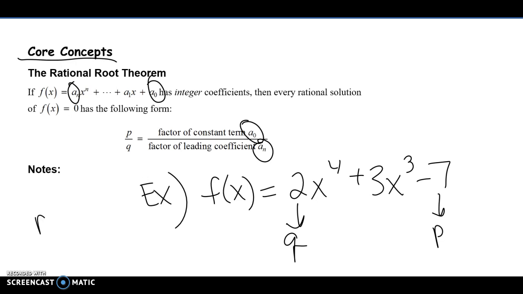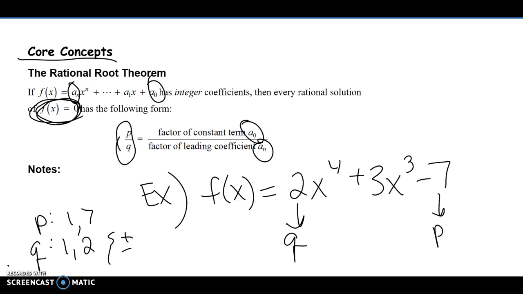So factors of 7, which is my p, are just 1 and 7, and factors of my q are 1 and 2. The theorem is saying that for f of x equal to 0, so anytime the function equals 0, the answers are in the form p over q. So my options would be plus or minus 1 over 1, because that's p over q, plus or minus 7 over 1, plus or minus 1 over 2, and plus or minus 7 over 2.